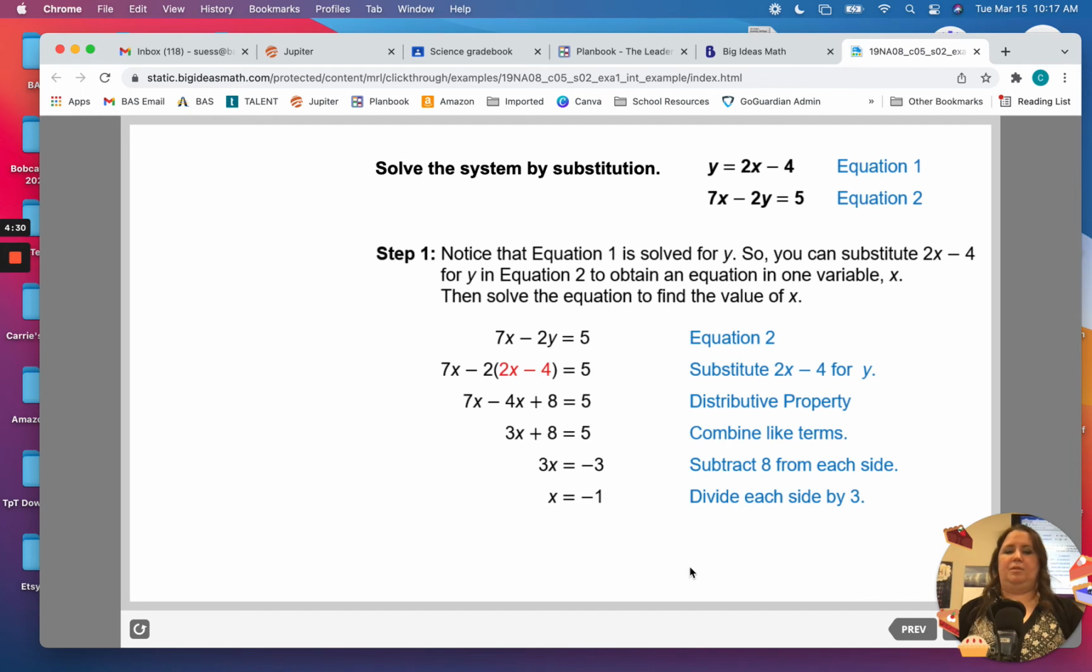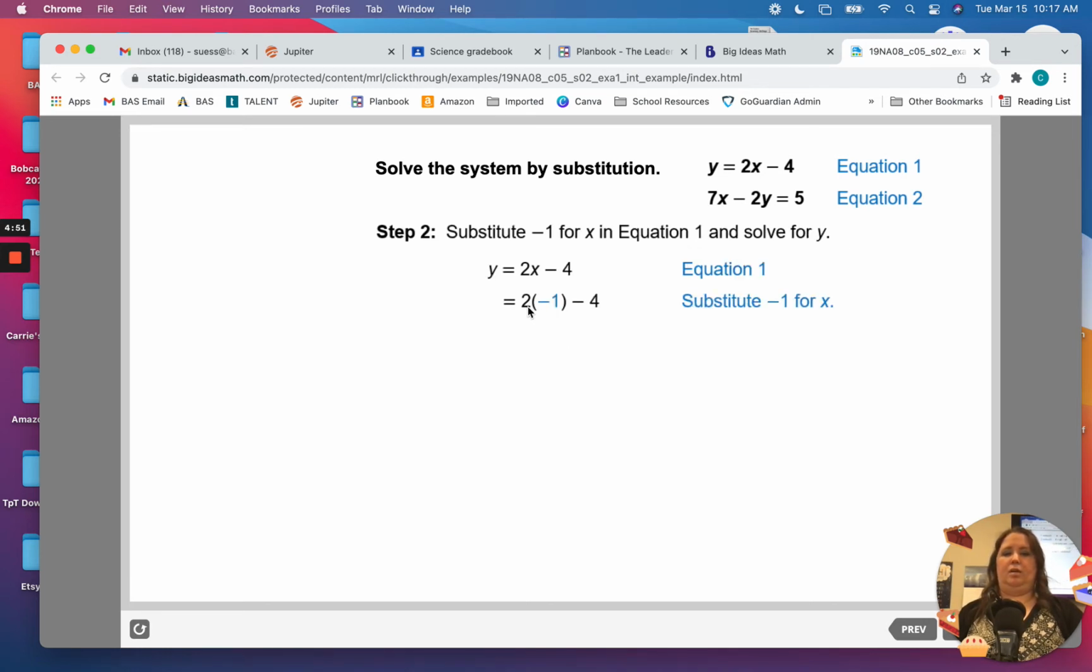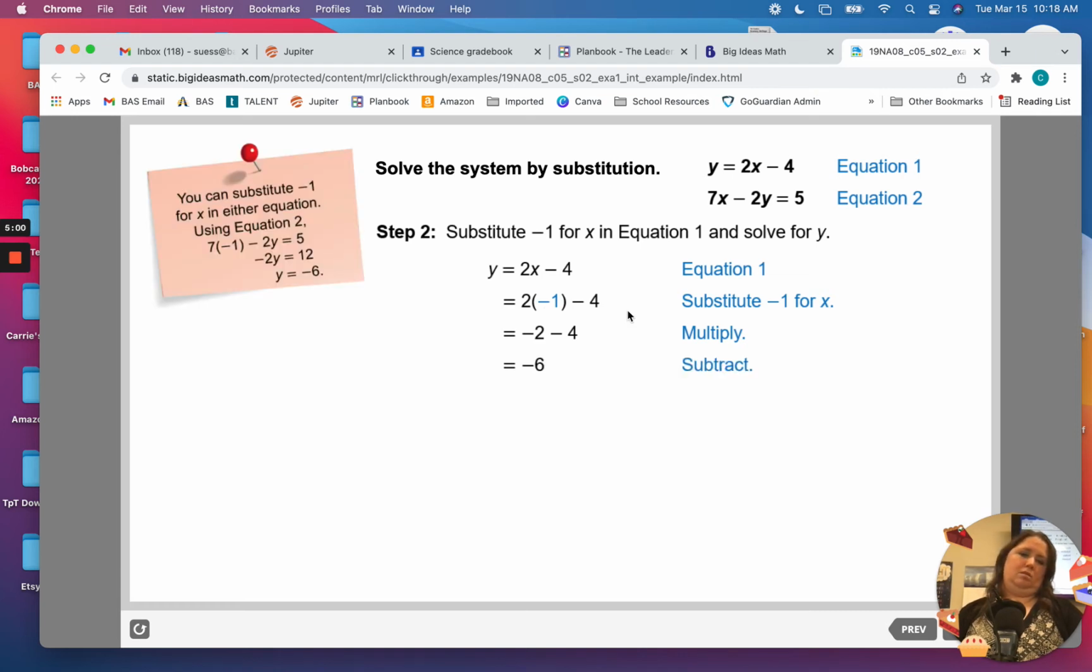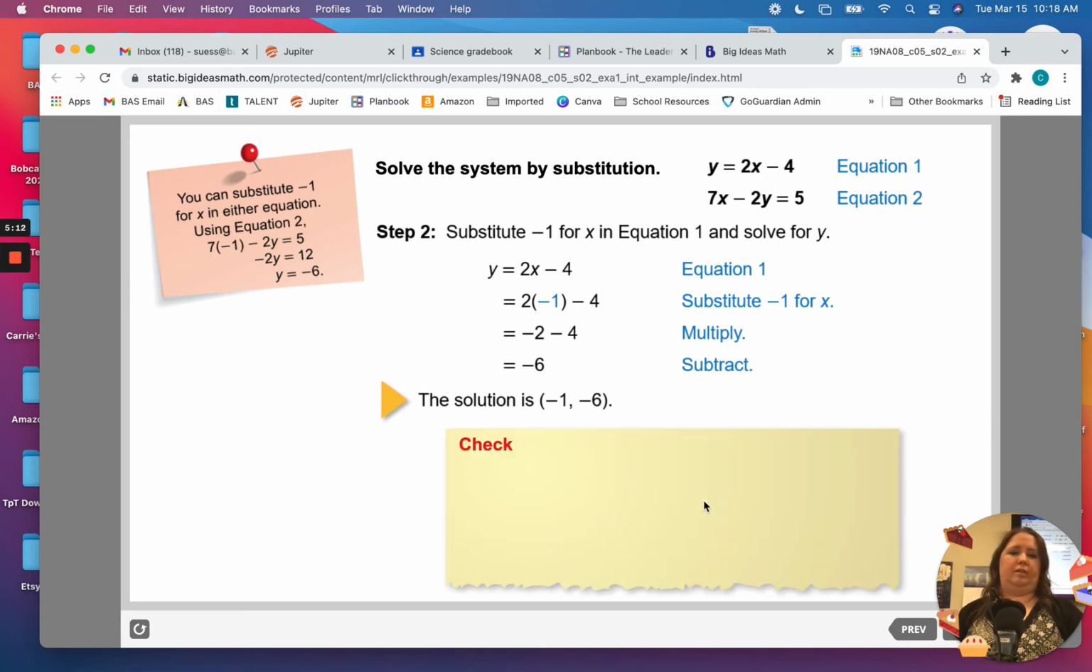Your last step to find the y value is you take this x value and you substitute it up here where this x is. So I plug in negative 1 where that x is and then solve for y. 2 times negative 1 is negative 2. Negative 2 minus 4 is negative 6. So y equals negative 6, and my solution is (-1, -6). Excellent. That is the solution to the system of linear equations.